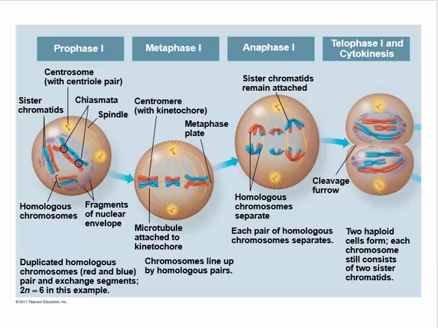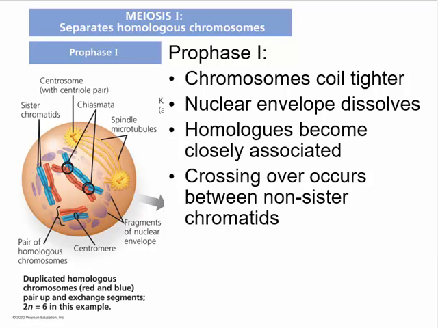Here they are. This is a figure from your textbook. And what we see here is meiosis 1. What we see is these 4 phases, prophase, metaphase, anaphase, telophase, and then cytokinesis is just lumped in there. And let's look at what happens during each one of these. Now, this is where a lot of the action happens in meiosis 1. So prophase 1, what's happening?